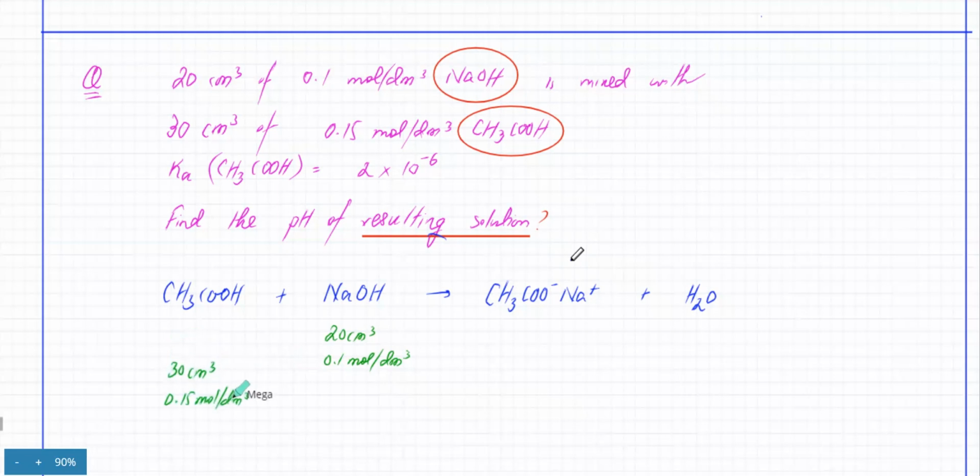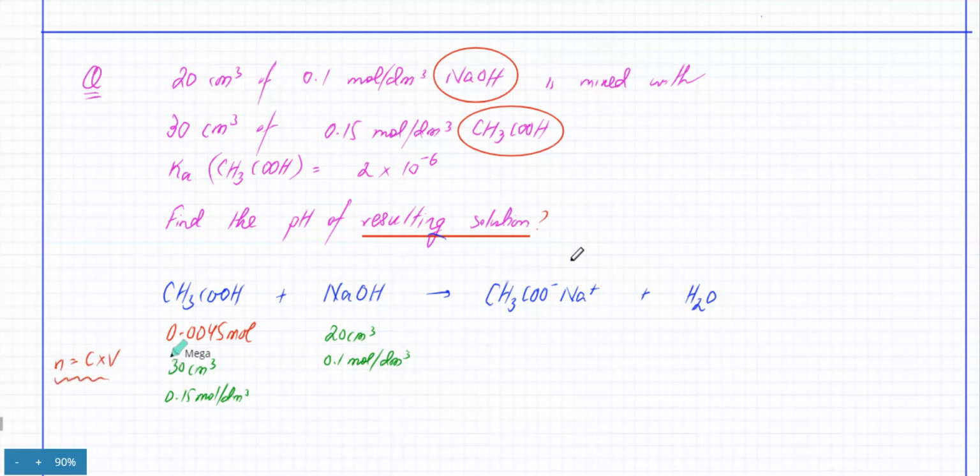Aisha, is that clear? Sarah, is this clear? Yes, sir. Here we use the number of moles in the concentration formula. Yes, n is equal to C into V. Okay, so find the moles.